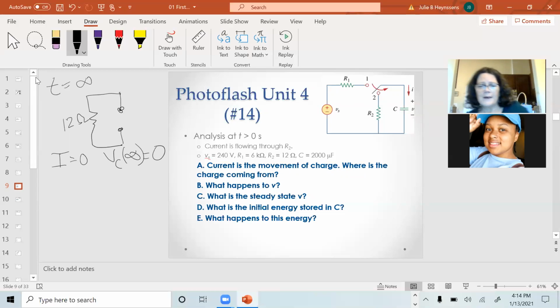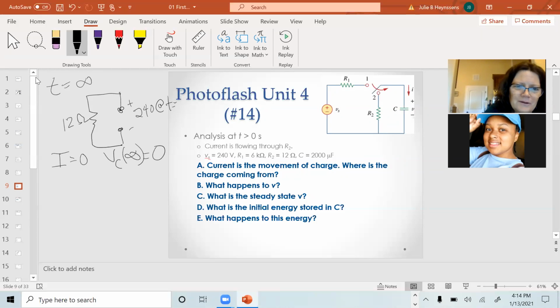Okay, what happened between there? I initially had 240 volts. The 240 volts at t equals 0, and I have 0 volts at t equals infinity. Okay, what happened to all that voltage?